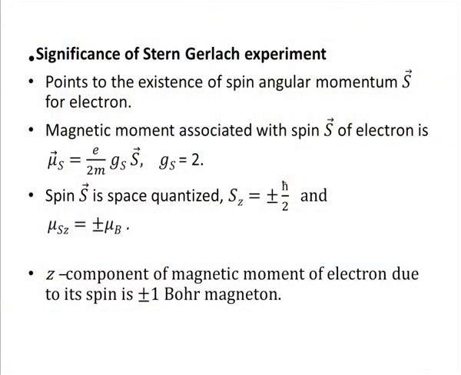Now, what is the significance of Stern-Gerlach experiment? It points to the existence of spin angular momentum S for electron. Magnetic moment associated with the spin S of electron is mu_S = (e/2m) g_s S vector, g_s is equal to 2, and spin S is space quantized, S_z is equal to plus minus h bar by 2, and mu_Sz is equal to plus minus mu_B. That is, Z component of magnetic moment of electron due to spin is plus minus 1 Bohr magneton.